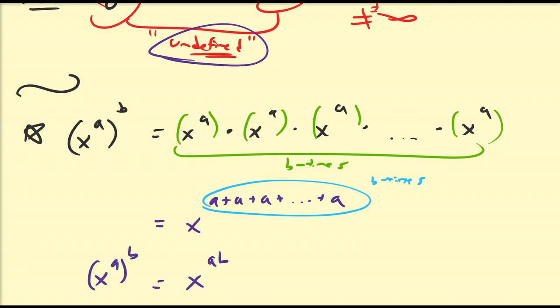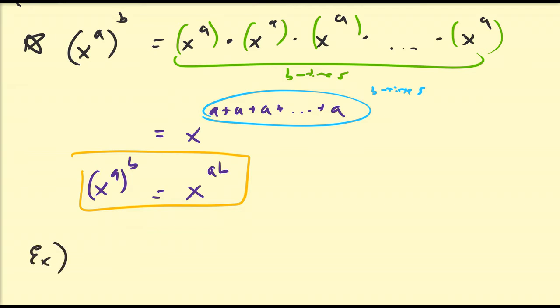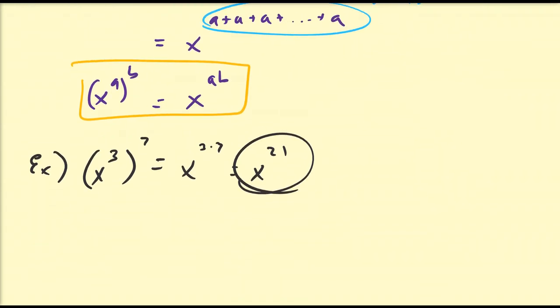So when you have a power to a power, you multiply those values. And this is clearly true for a and b natural numbers. So if we have x cubed all raised to the 7th, this is the same as x to the 3 times 7, which is x to the 21. Alright, so that's another exponent rule.